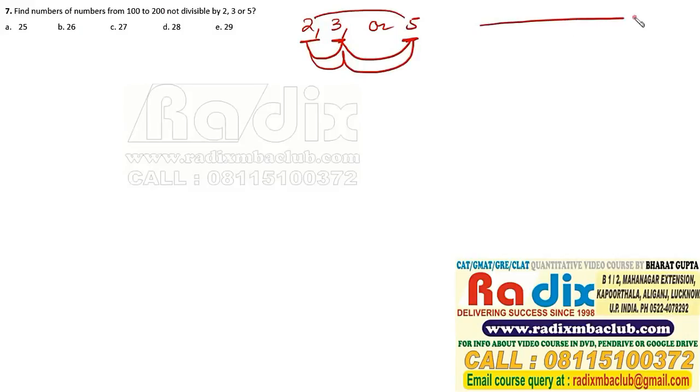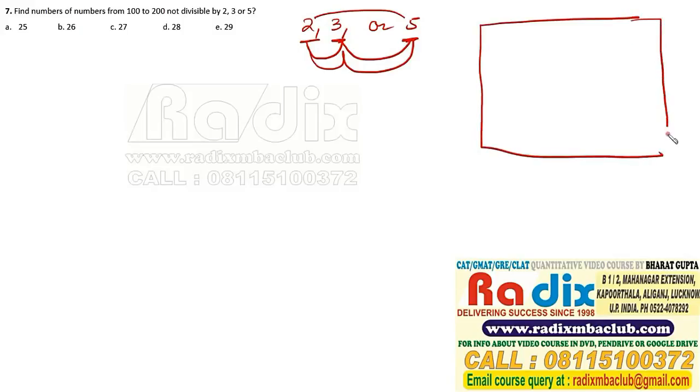Question number 7. Find the number of numbers from 100 to 200 not divisible by 2, 3 or 5. That question is very important because we have to consider 2, 3 or 5. It means we have to check those numbers which are divisible by 2, which are divisible by 3, which are divisible by 5. And there may be some numbers which are common in 2 and 3, common in 3 and 5, common in 2 and 5, and common in 2, 3 as well as 5. For that, the sure shot method is the Venn diagram.